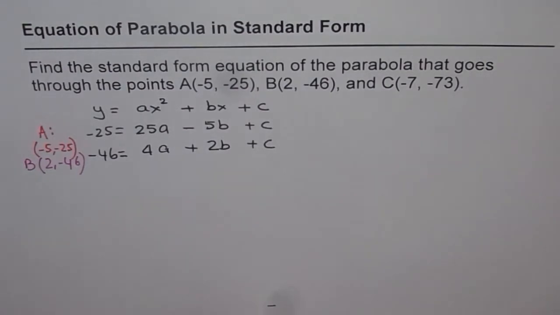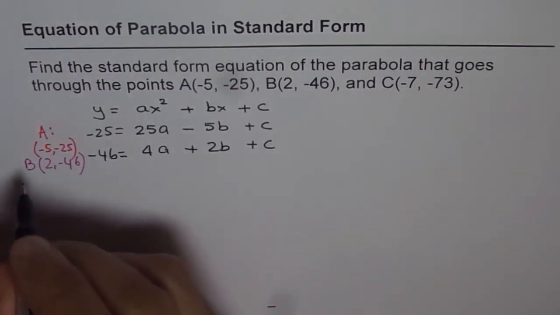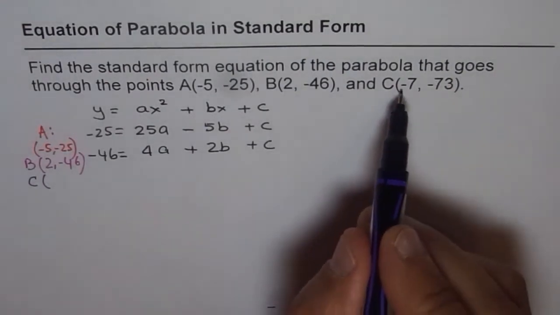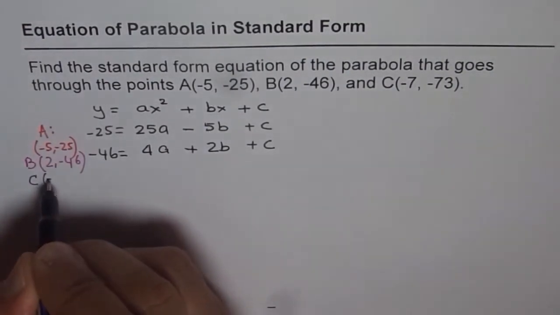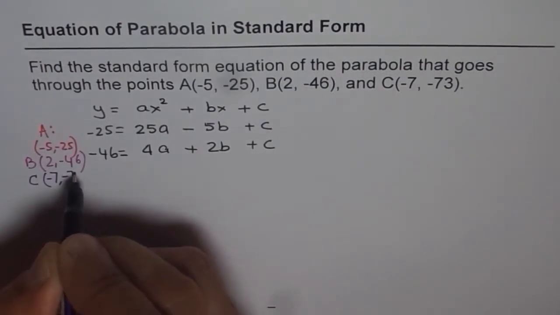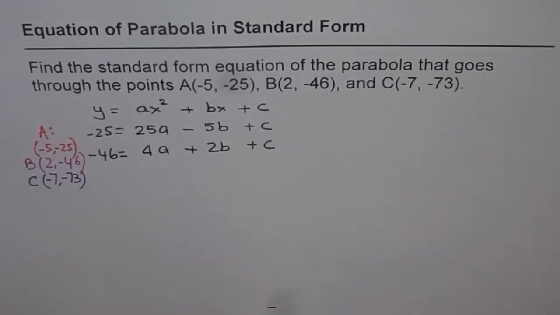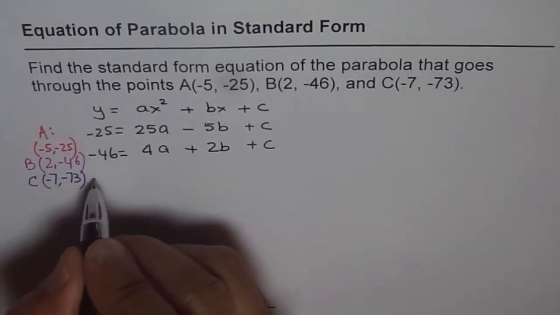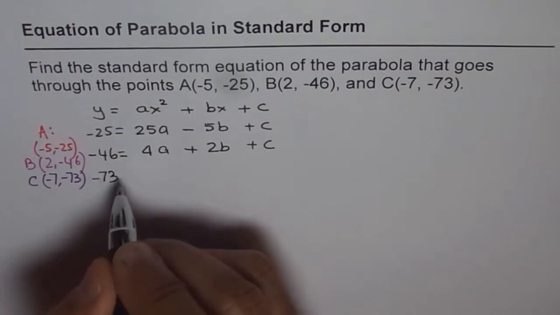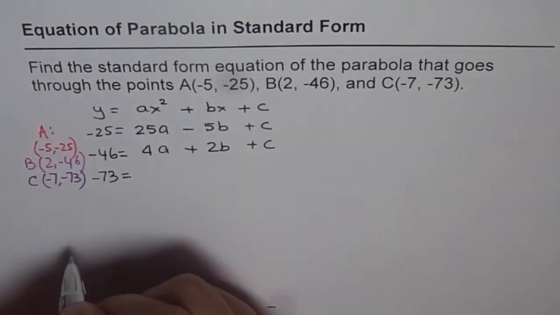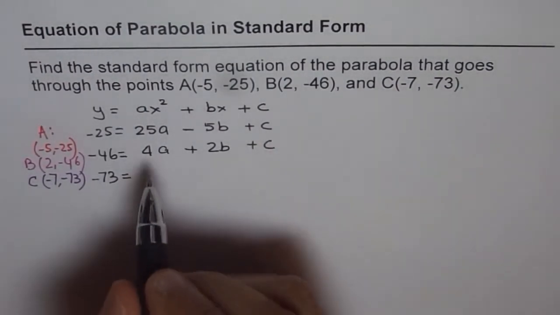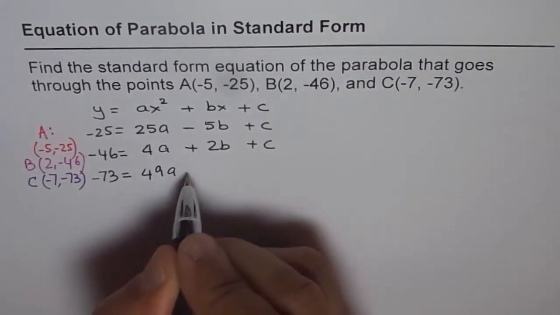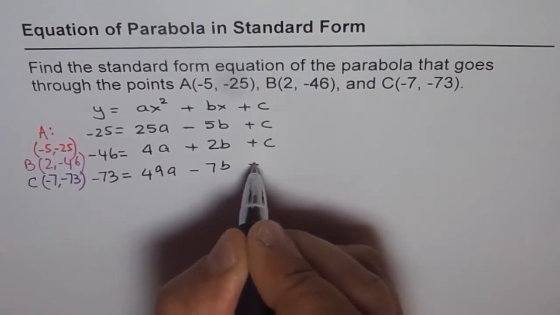And the third point for us is C. So we'll write C here. I'm using different inks so that they don't get mixed up. (-7, -73). So -7 is the x value, -73 is the y value. So we get -73 equals, the square of -7 is 49, so 49a and -7b plus c.